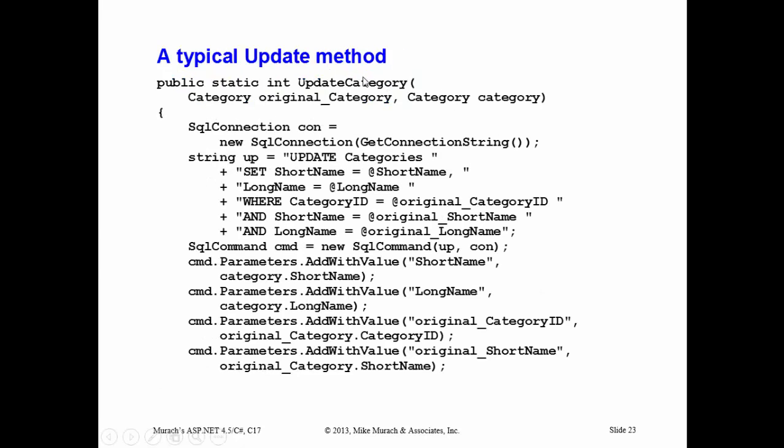An example of a typical update method, this is with optimistic concurrency turned on. How do I know? Because it's passing two parameters. One is the original category, the second one is the updated category, and we can use that to make sure, by adding our where clause, that we get the original short name value. If this comes back as empty, then we know that there's been a change and we need to do some conflict resolution with the user.